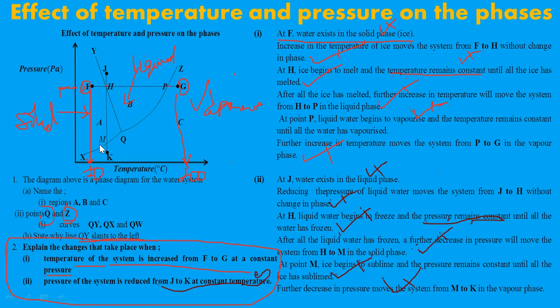At M, the vapor begins to solidify. Yes, the vapor begins to solidify. That's correct. And the pressure remains constant until the vapor is frozen. Good. Further increase in what? Further increase in pressure moves the system from M to H, in the solid phase.